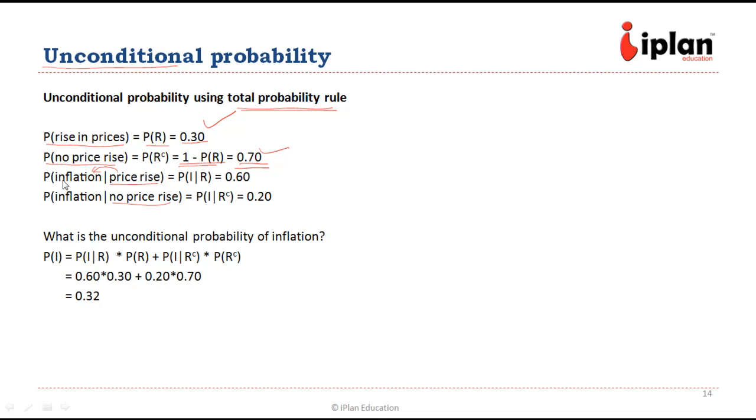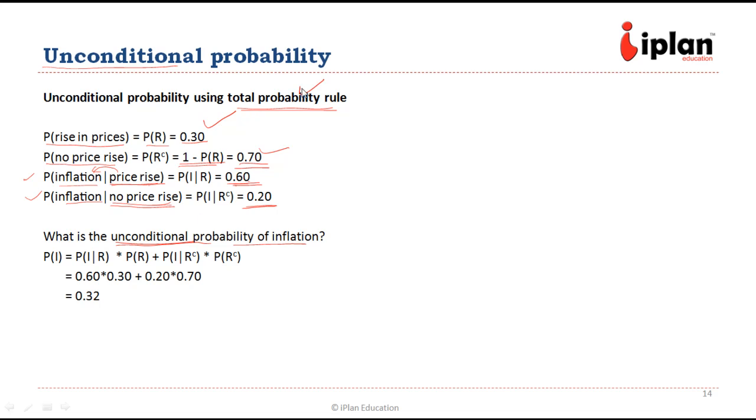Now the conditional probability of inflation given the price rise is given as 0.6. So the case where price rise is already there, the possibility of inflation is 0.6, and the case where there is no price rise, in those cases the possibility of inflation is 0.2. This is conditional probability. So these two values are given. Now considering that these are the only two cases, what should be the probability of inflation? Which is the unconditional probability of inflation.